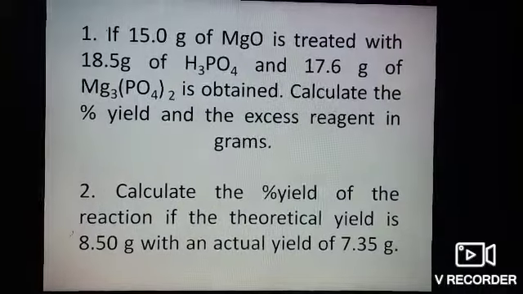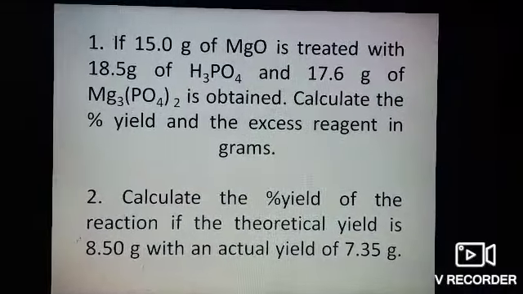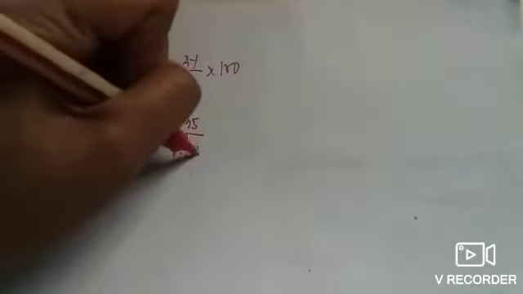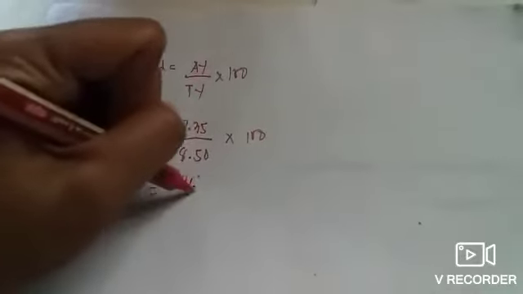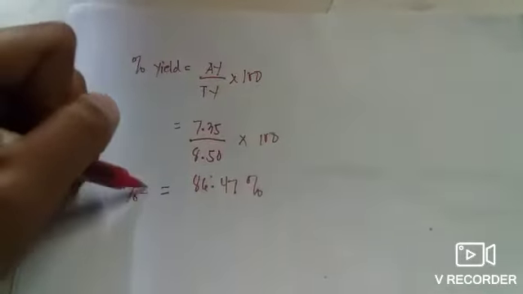Our second example: calculate the percent yield of the reaction if the theoretical yield is 8.50 grams with an actual yield of 7.35 grams. Just substitute into the formula: 7.35 divided by 8.50 times 100. We will obtain the answer of 86.47%. So it is our percent yield.